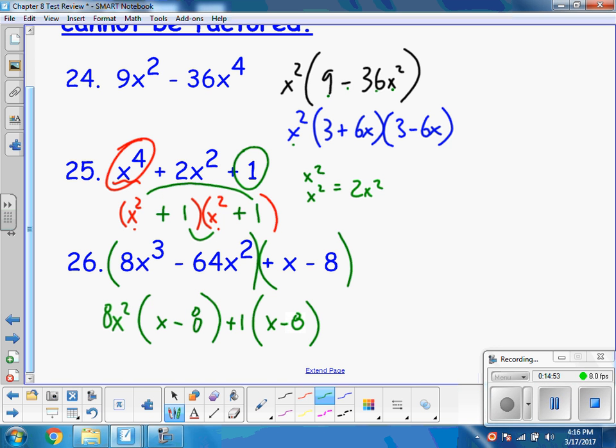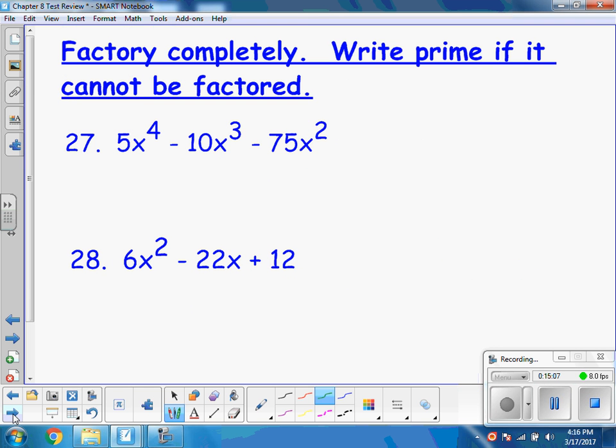Number 26, I did group them. I factored a couple things out, and I should end up with an answer of 8x squared plus 1 and x minus 8. Compare our notes. See how we're doing. There's more. Why don't you try these two? See how you do.